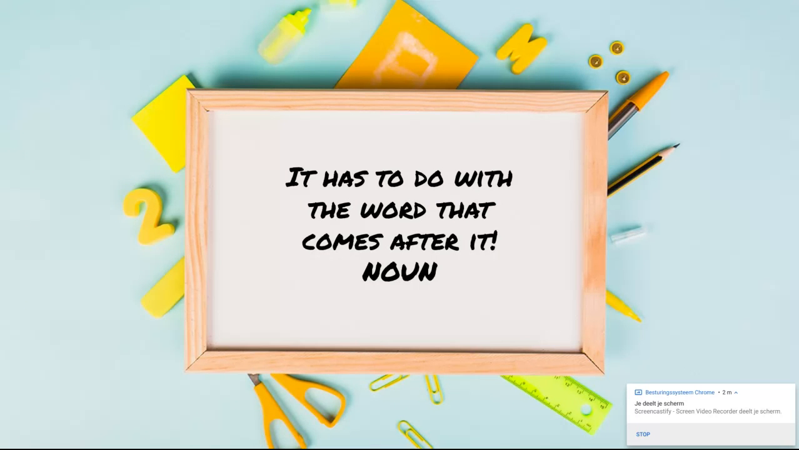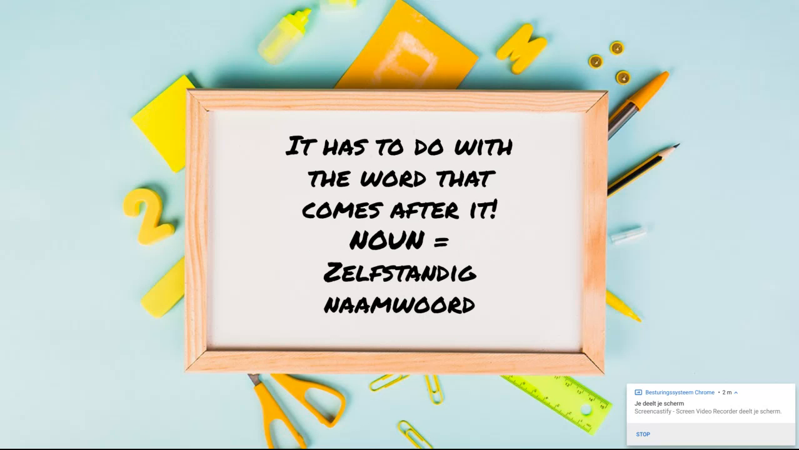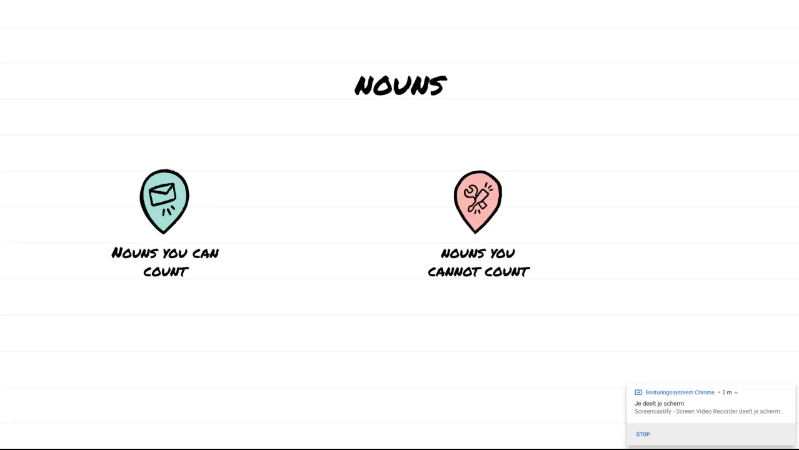Noun? What is a noun? Very good. Zelfstandig naamwoord. Now, there are nouns you can count, and there are also nouns you cannot count, and this is important. Books you can count. 17 books. You can count animals. 2 animals in the house, a dog and a cat. Friends, you can count friends. I've got 7 friends. I can count them.